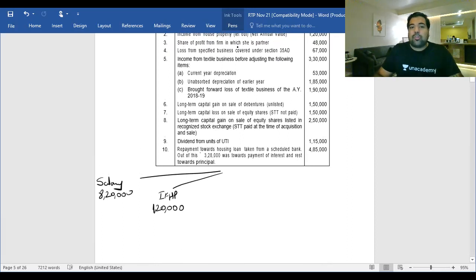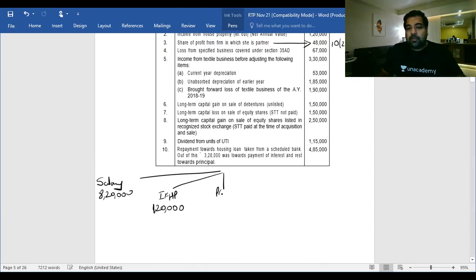Next, share of profit from the firm in which she's a partner. Guys, any share of profit is exempt. So this one is exempt under section 10(2)(a). So it will go in a working note saying that this is exempt. Loss from specified business covered under section 35AD. So I'm in PGBP. And this is a specified business. I'm just writing specified business.